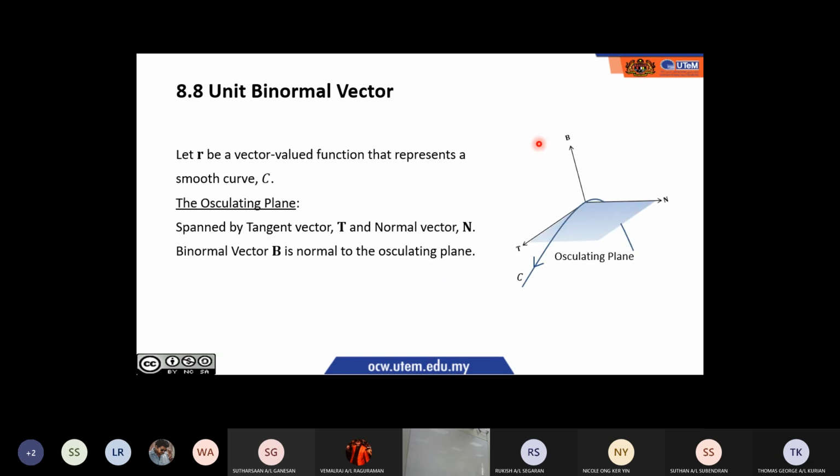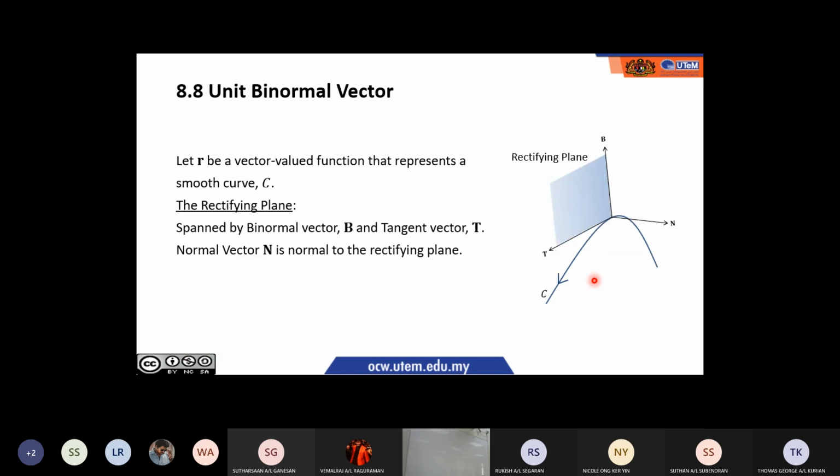Now with the three axes which are perpendicular to each other, you can have a plane that spans T and N. Meaning that your T and N lie on a plane, and that plane is called the osculating plane. These two axes fall on the plane, and that plane is called the osculating plane. For T and B, that lie on a plane, that plane is named the rectifying plane.